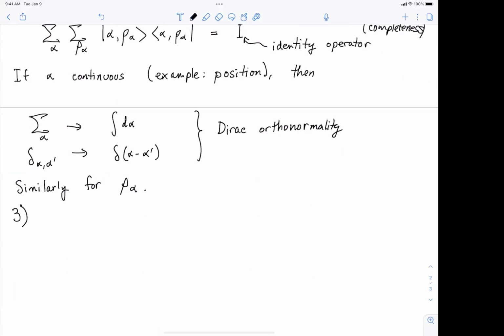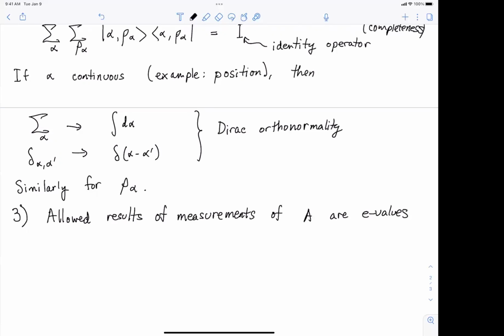Okay, postulate 3 is telling you if you do measure an observable, what can you get? And the answer is very simple. The only thing you can get is one of the eigenvalues. So the allowed results of measurements of A are the eigenvalues, alpha.